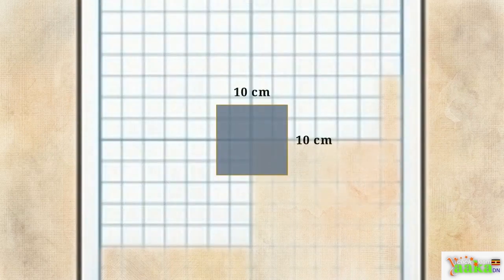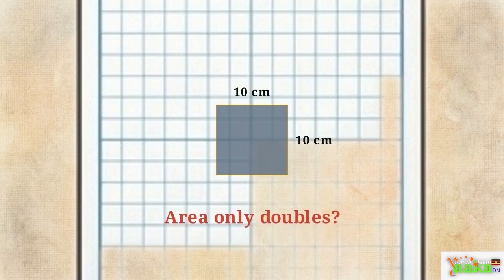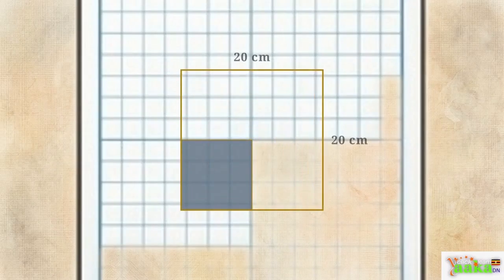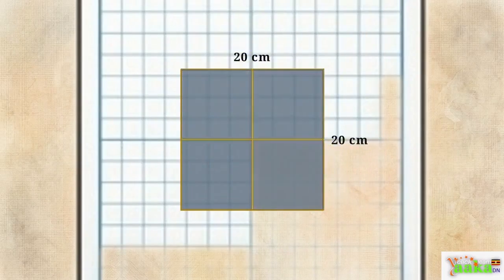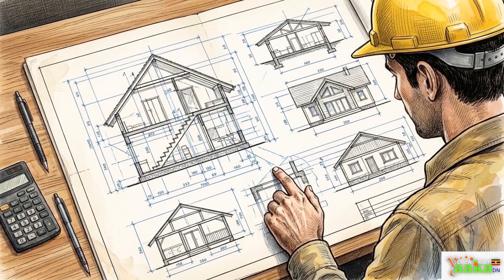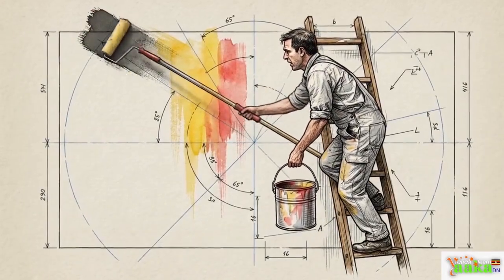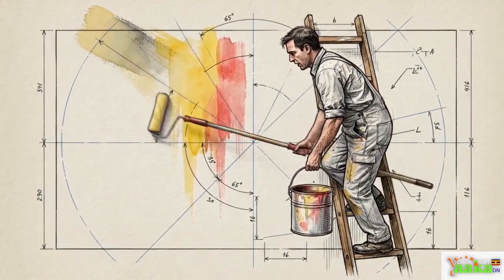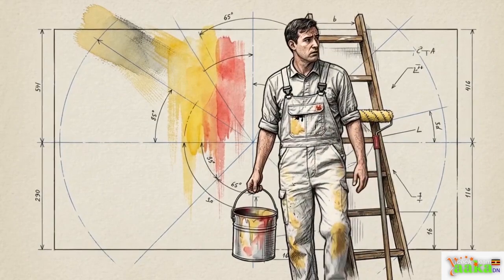The second trap is about area. Look at this simple 10 cm by 10 cm square. If we enlarge it by a scale factor of 2, it is easy to assume the total space inside only doubles. But let's expand the sides to 20 centimeters. Look what happens. It actually takes 4 of the original squares to fill the new space. Doubling the sides quadruples the total area. This is why builders must be incredibly careful with their math. If a painter thinks the scale factor of 2 means buying twice as much material, they will run out halfway through the job. Scaling is an exponential multiplier.